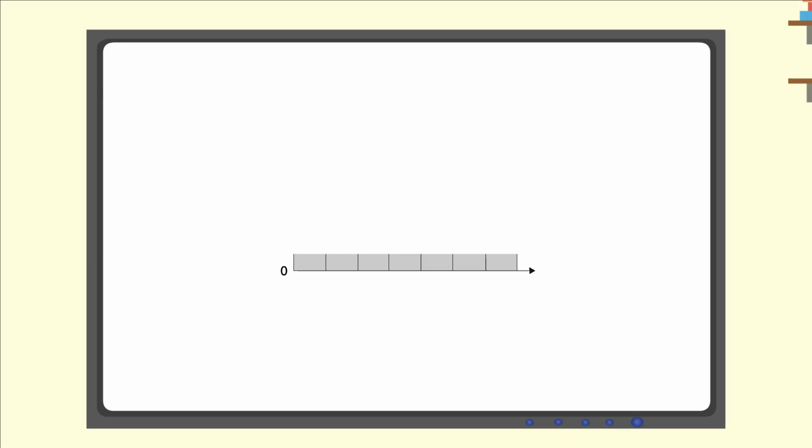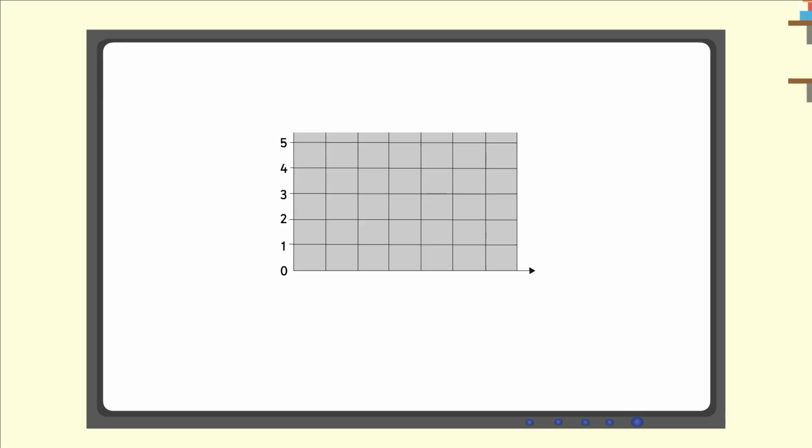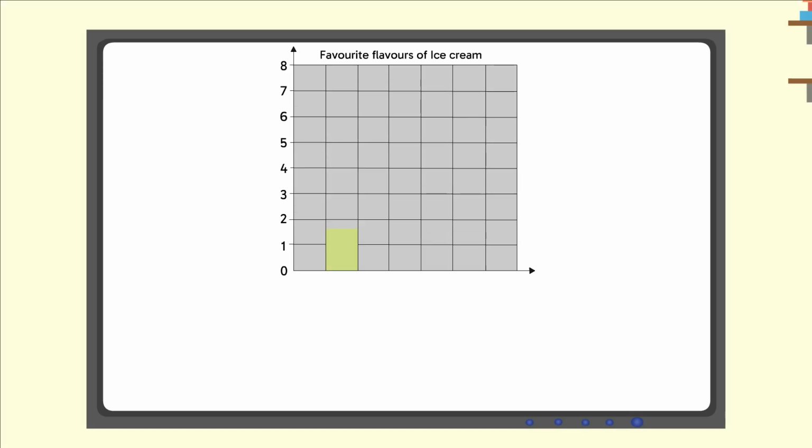Bar graph. We can also represent data using rectangular bars of equal width. This visual representation is called a bar graph. A bar graph also helps us to compare information. This bar graph represents favorite ice cream flavors of some children.